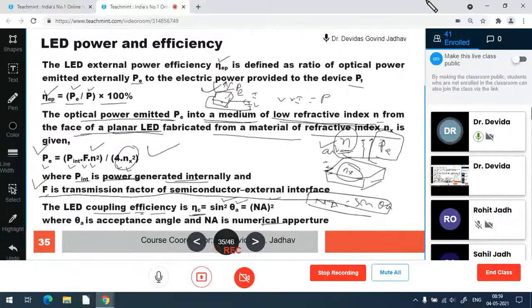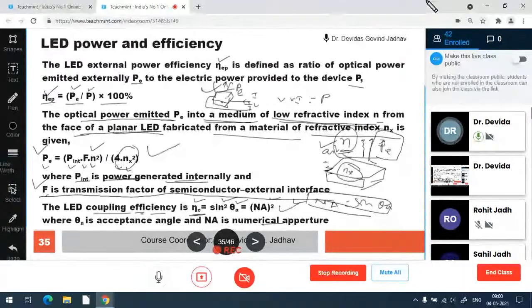LED couples the optical energy into the fiber with efficiency eta C equal to sin square theta A or Na square. So this is one more formula. Theta is the acceptance angle and Na is the numerical aperture. So these are the formulae which we use in numerical solving in the LED chapter.